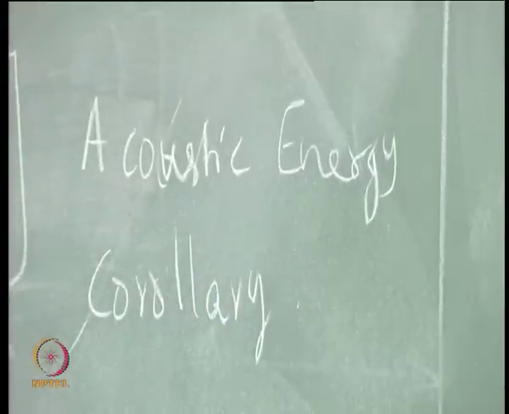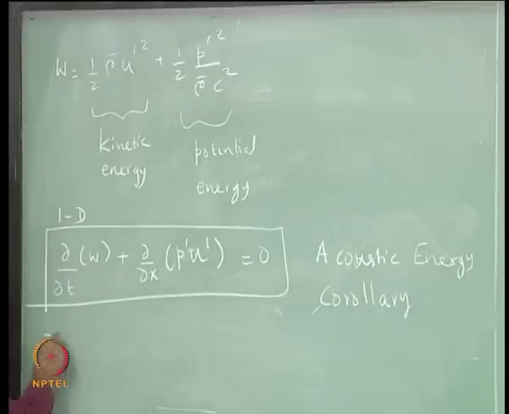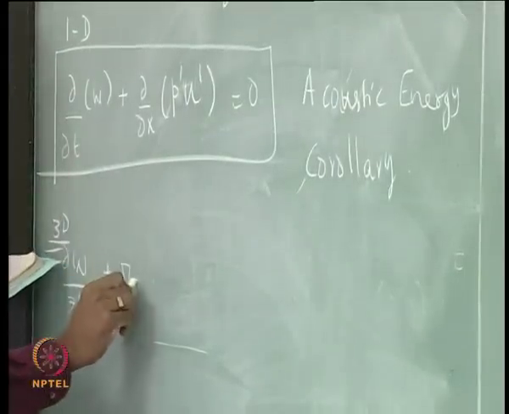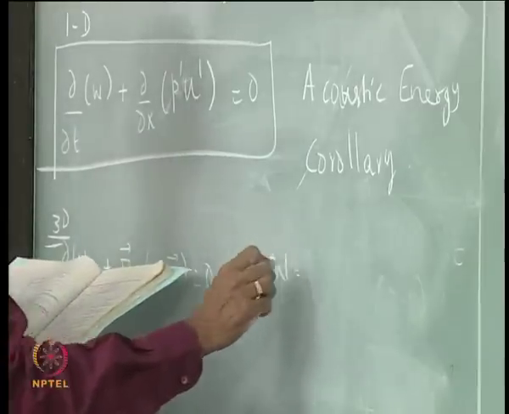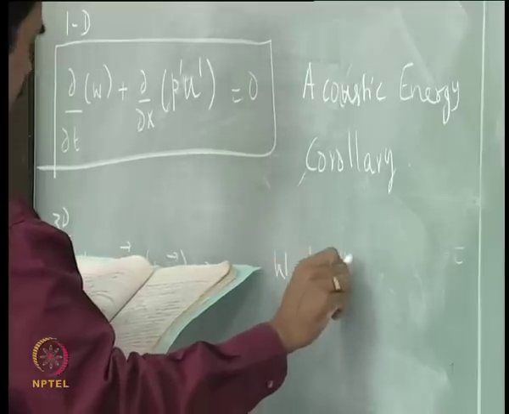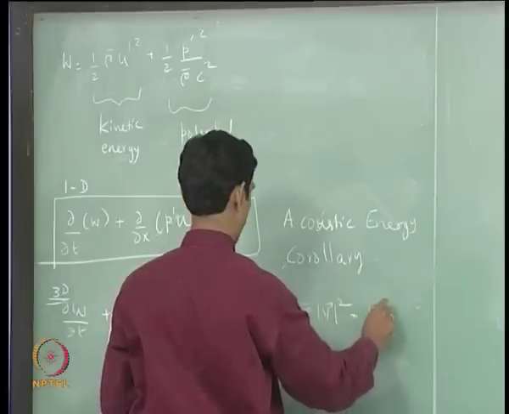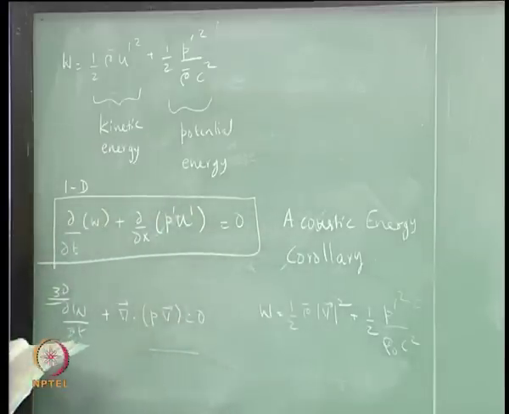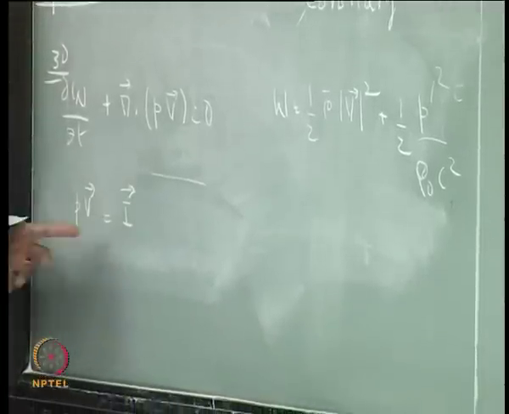This above equation is for the one dimensional case. If you had a general three dimensional case, you would still have a similar equation. For 3D, instead of dou by dou x, we will have del dot p v equals 0, where W will now be defined as half rho bar v dot v, or the magnitude of the velocity squared, plus half p prime squared over rho naught c squared. The term inside the divergence, p v, is a vector quantity. This is called I, the acoustic intensity vector.